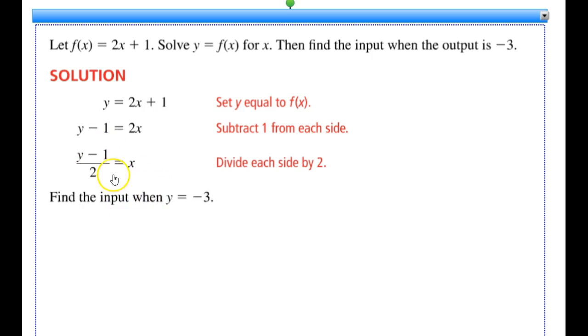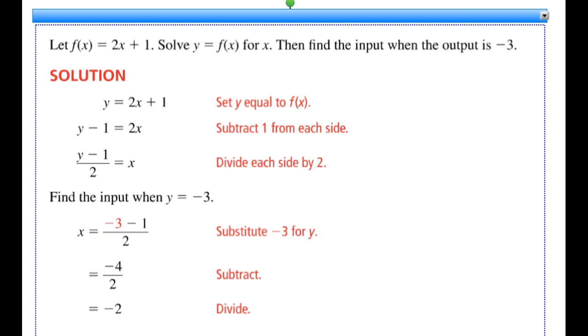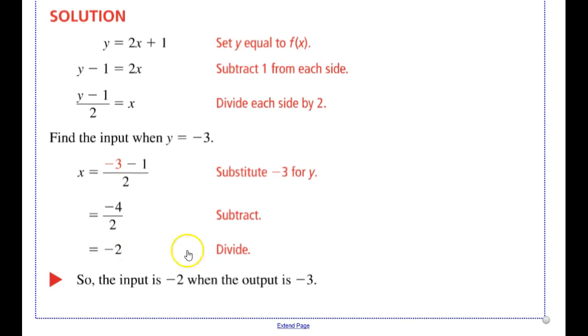So now I can find the input when y equals -3. So my output, I was told, was -3, and the output was always my y. So I substitute in that -3 for y, and I can subtract and then simplify. So I know that my x value, or my input, is -2 when the output is -3.